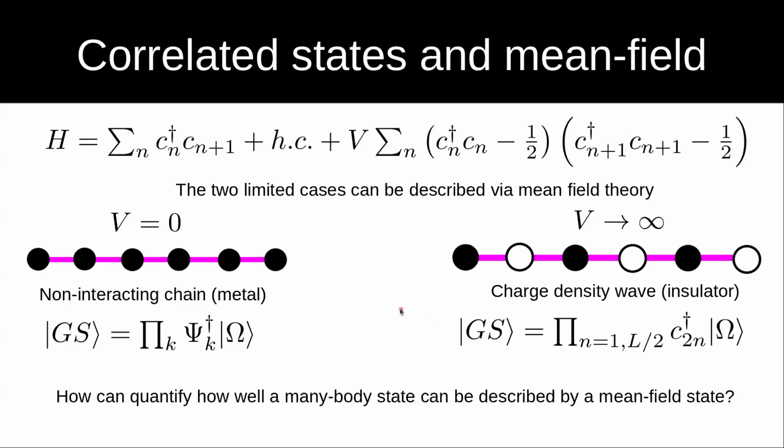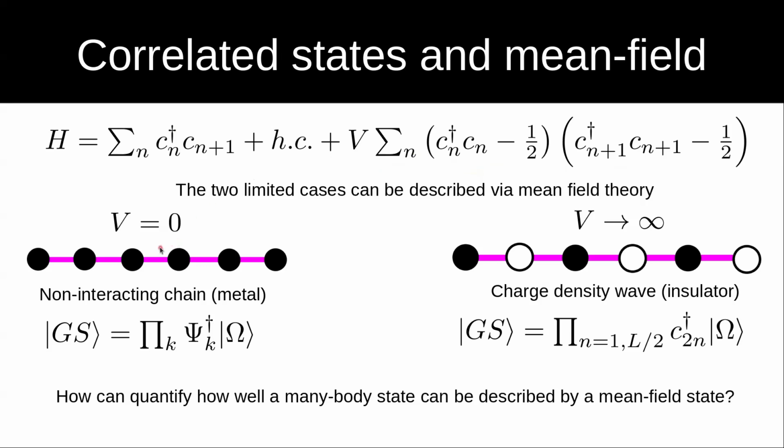And the idea is very simple. Let us think about the Hamiltonian for the spinless fermionic chain. We had kinetic energy and we had many-body interaction. And this system had two very different limits.